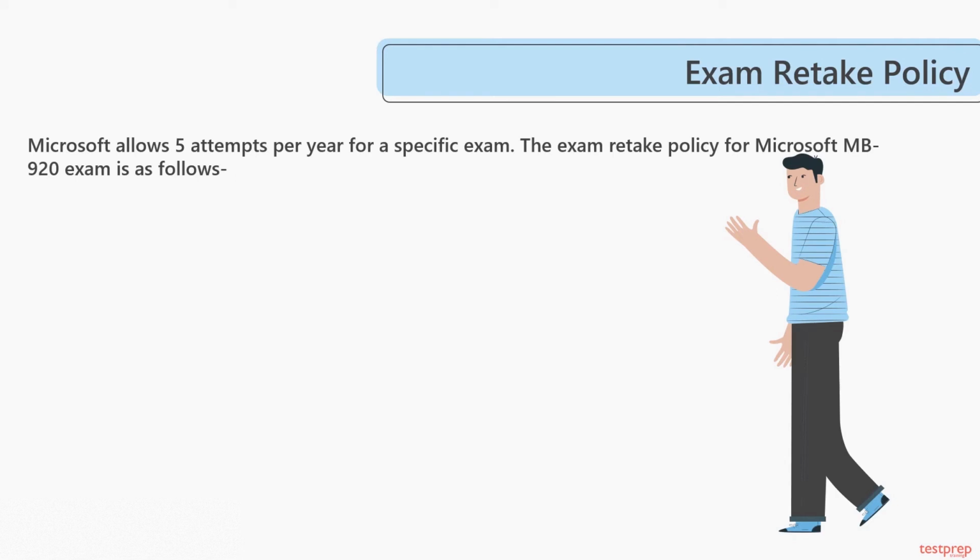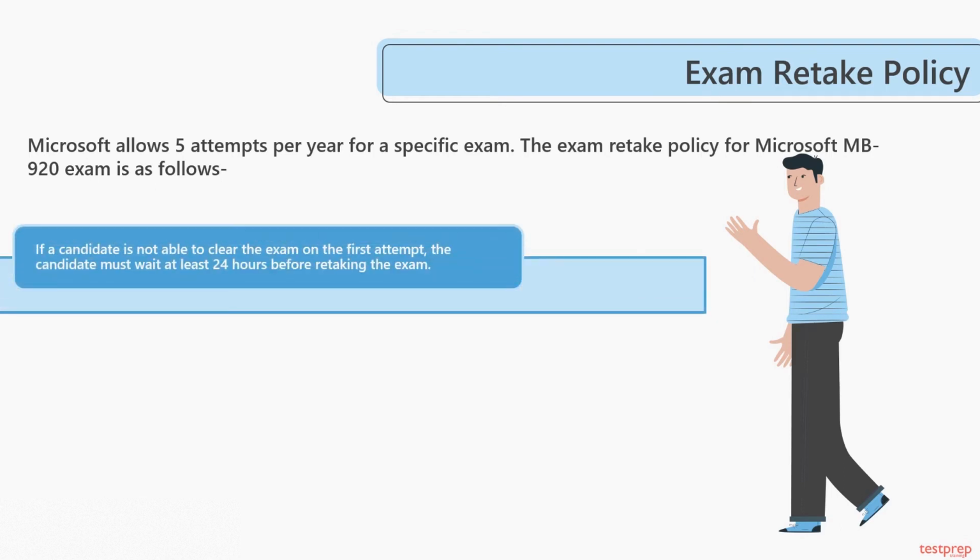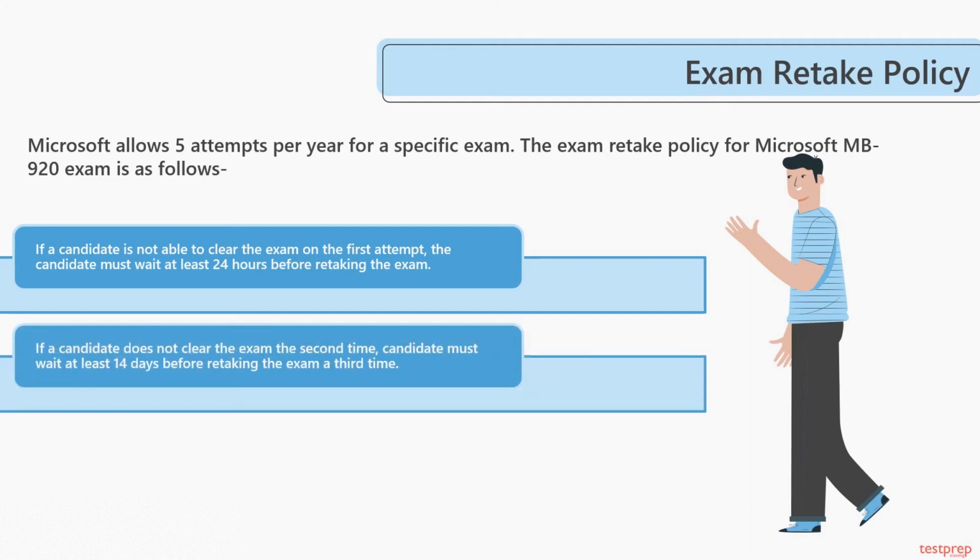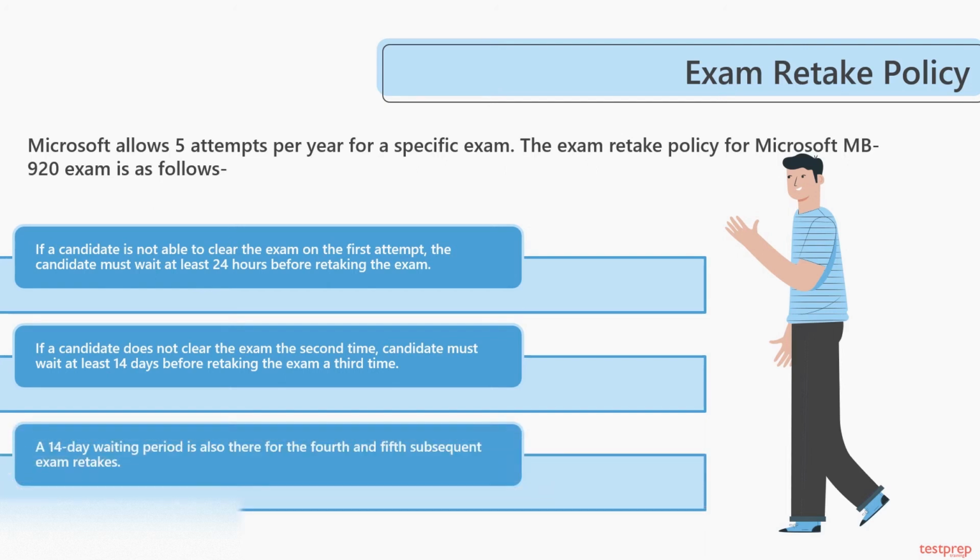Microsoft allows 5 attempts per year for a specific exam. The exam retake policy for the Microsoft MB920 exam is as follows. 1. If a candidate is not able to clear the exam on the first attempt, the candidate must wait at least 24 hours before retaking the exam. 2. If a candidate does not clear the exam the second time, the candidate must wait at least 14 days before retaking the exam a third time. 3. A 14-day waiting period also applies to the fourth and fifth subsequent exam retakes.